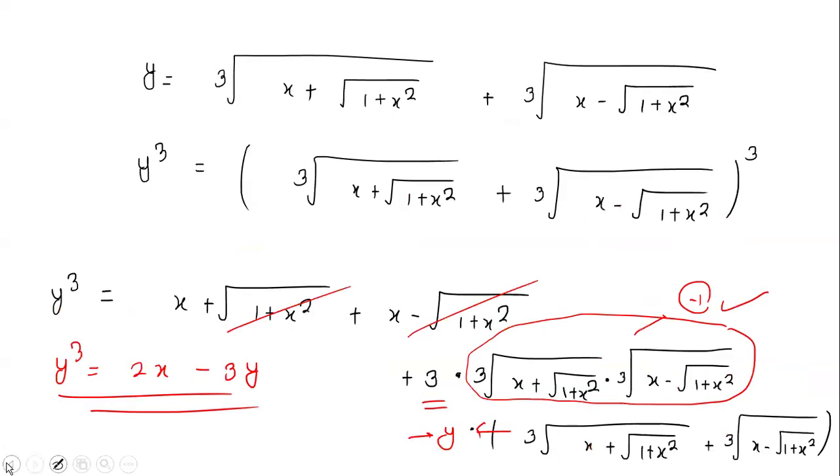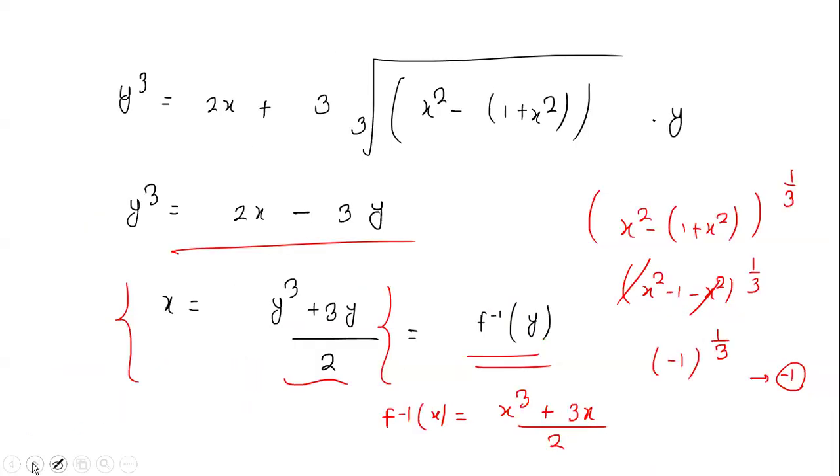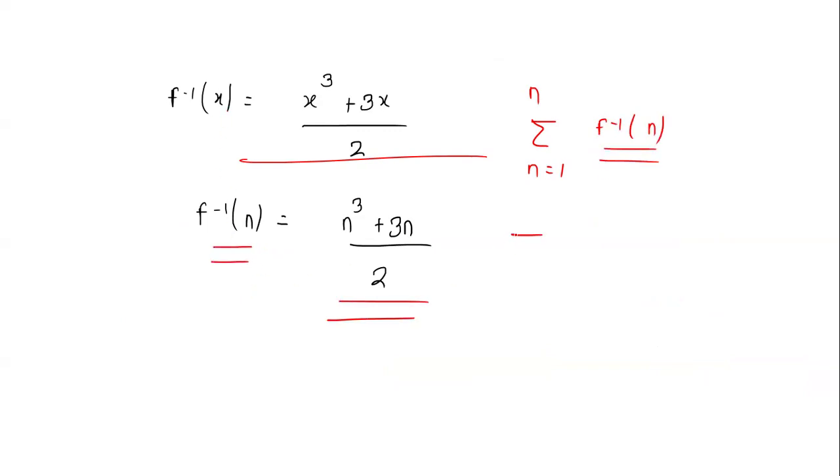So now we have this inverse function, and based on that we can easily do this summation. We have to do the summation n equal to 1 to n of this f inverse n. We can find out this f inverse n by simply replacing x by n. So we have this thing. Now we have to do the summation from n equal to 1 to n of n cube plus 3n divided by 2.